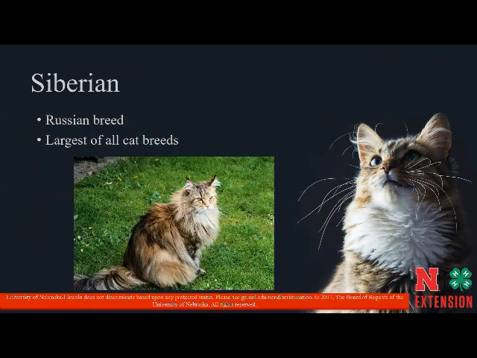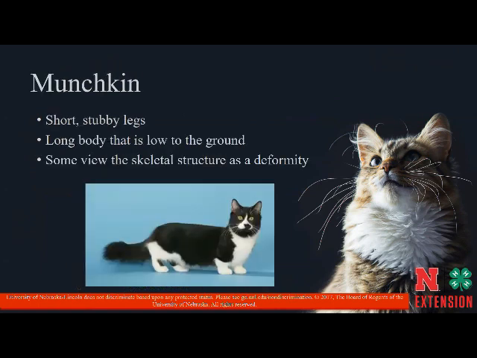Siberian. They are a Russian breed, and they are the largest of all cat breeds. Definitely a big cat with a lot of hair. And then the one everybody loves, a Munchkin. Munchkins have short, stubby legs and a long body that is low to the ground, similar to a dachshund, but some view the skeletal structure as a deformity.